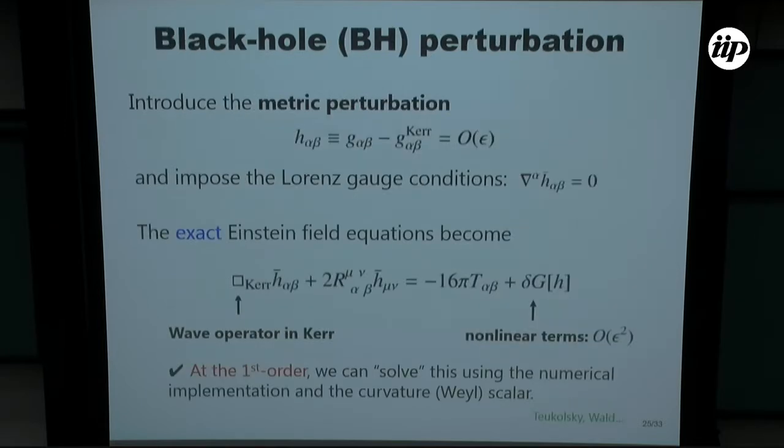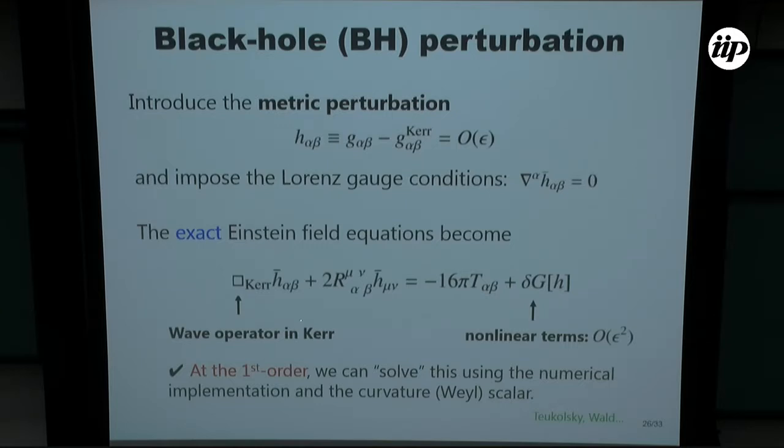So what to do next is to iterate or expand, solving the Einstein field equation. The theory that achieves this is the so-called black hole perturbation theory. Suppose that we expand the exact metric around the background Kerr spacetime plus a small perturbation, and we impose some gauge condition. In this case it is the Lorenz gauge condition, because this becomes a covariant derivative. Substituting this into the exact Einstein field equation gives us a wave-type equation, transforming the Einstein equation into a wave equation.